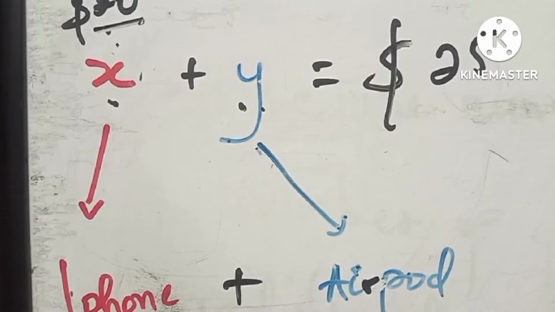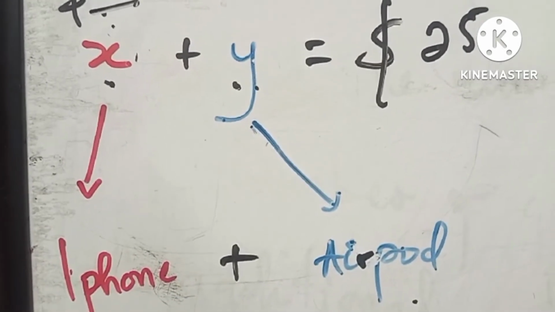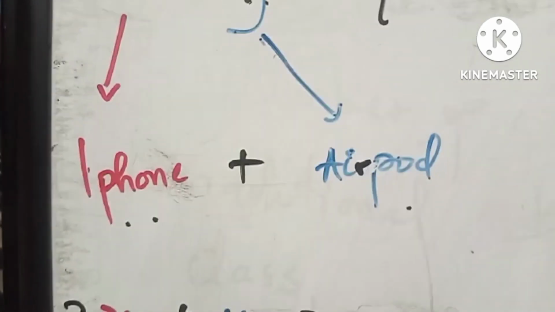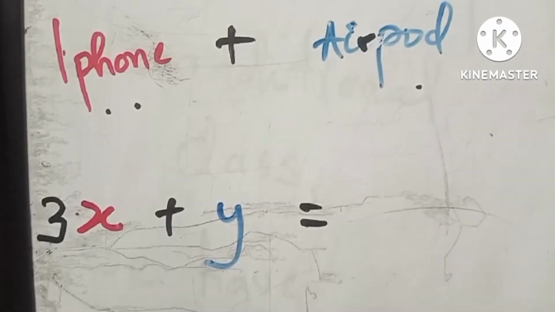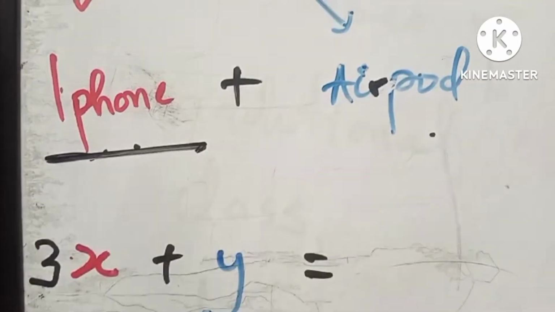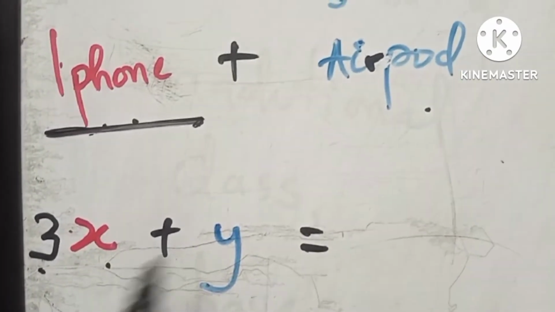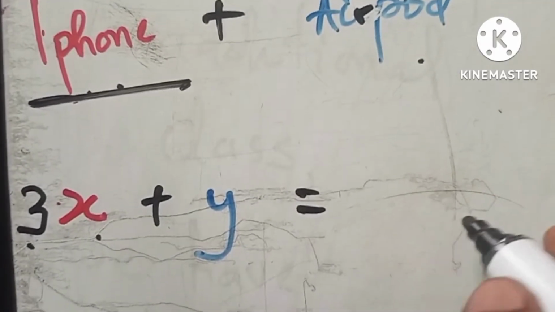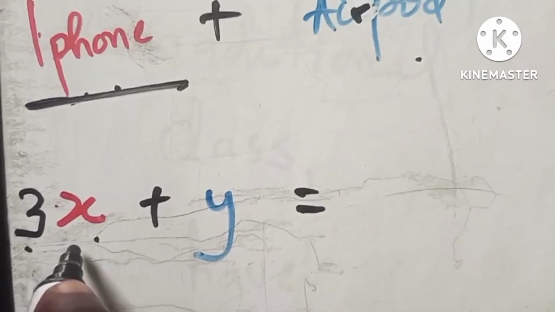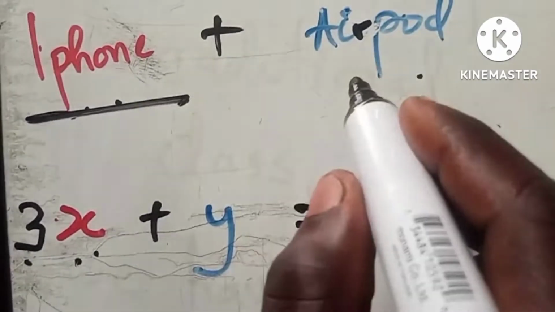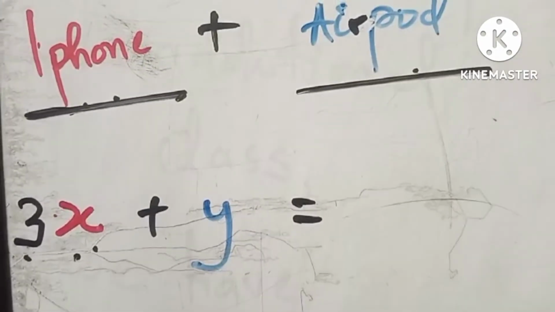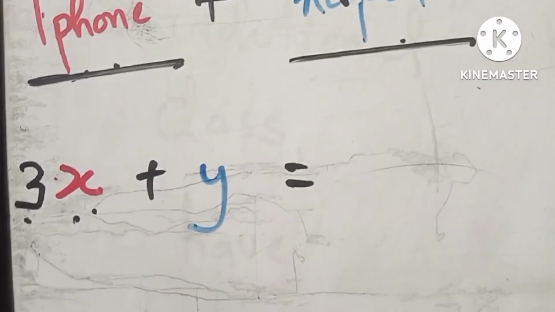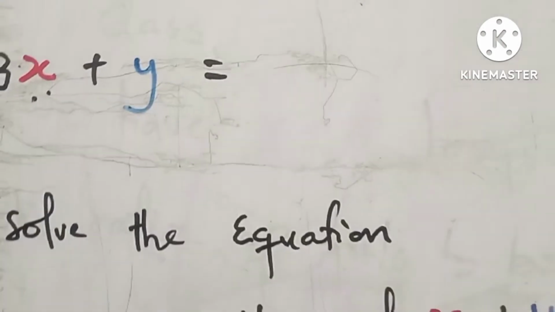So this is what we call a simultaneous equation, right? So two things are happening at the same time. Now here's another one. If you say you want to buy three of the iPhones, right? So three of the iPhones here, and then plus just one AirPod, what do you think would be the amount, right? Once again, if you know the price of just the iPhone, or you know the price of the AirPod, we can easily determine the price of the other one. Now let's look at how to solve this question.